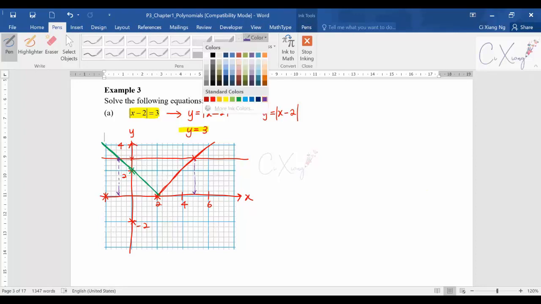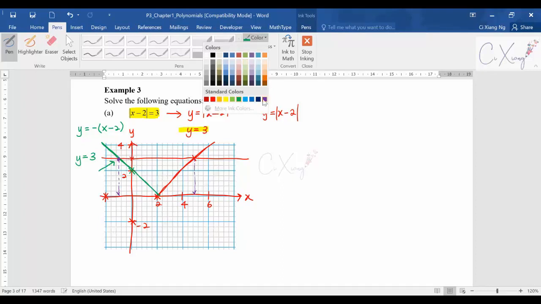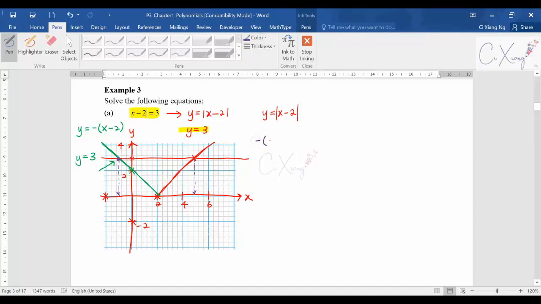Again, it is very similar to example 2 that we learned before. When you want to get the intersection point, for this first intersection point here, you need to know which line and which line it intersects. The green part is the reflected part, so it will be negative x minus 2. The red one is y equals 3. To solve the first point, you let negative x minus 2 equal 3, because this point is the intersection of these two lines from the graph.